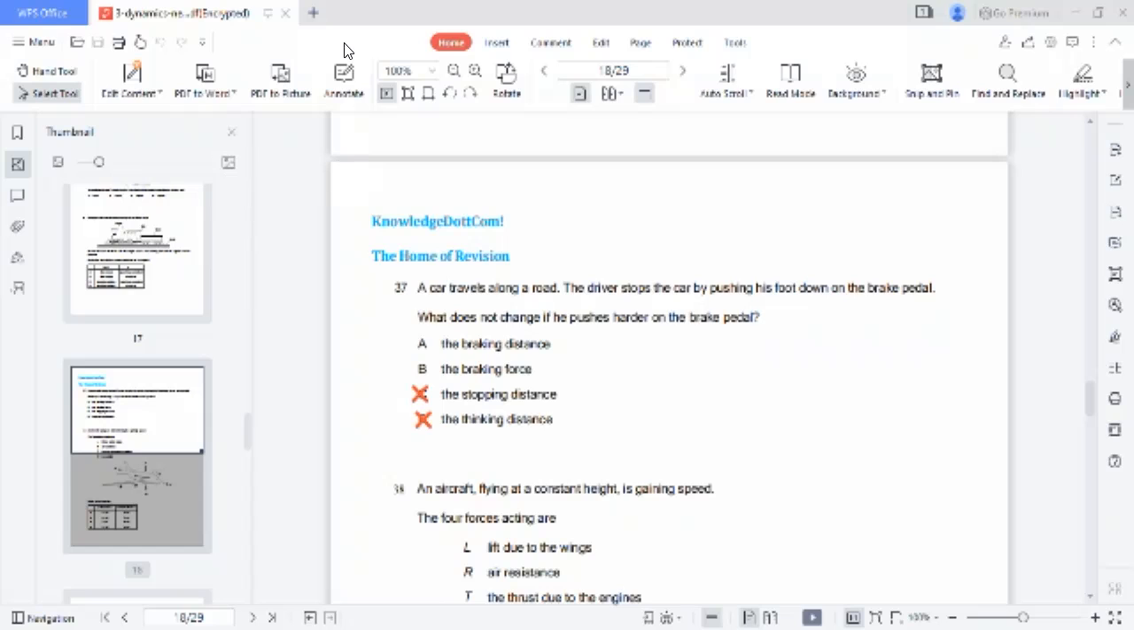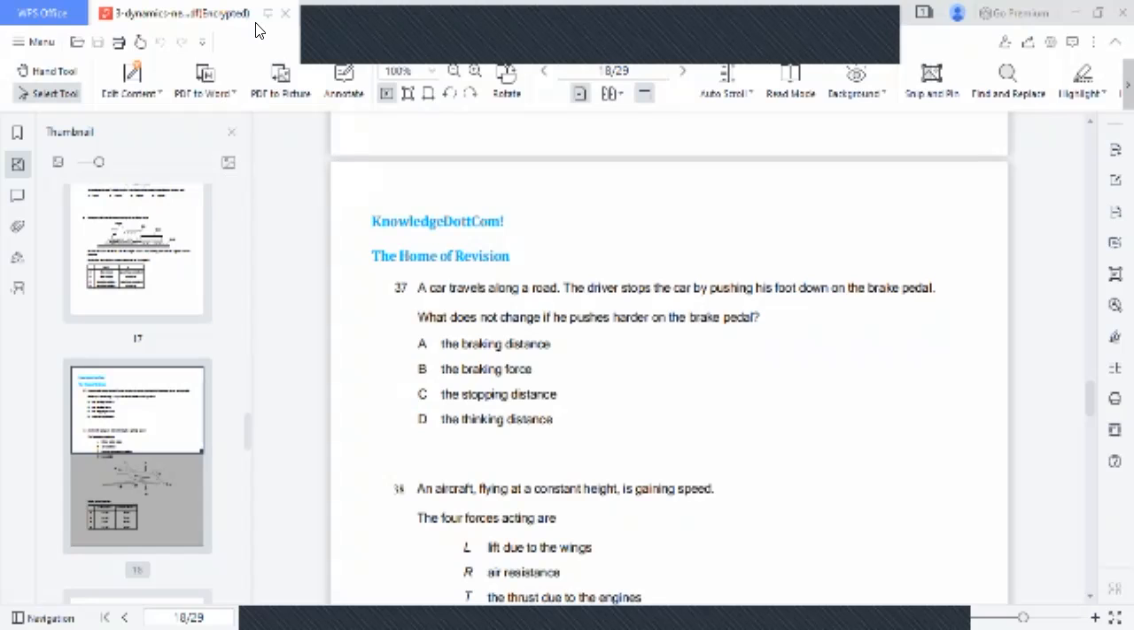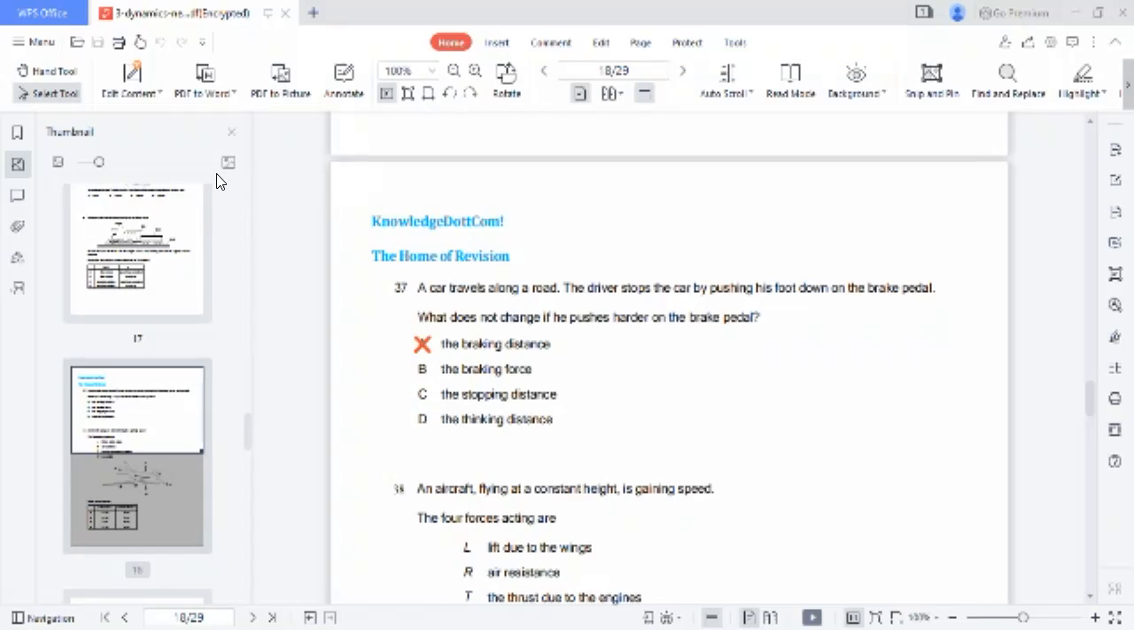Sorry, so let's talk about those things which are affected. The braking distance is affected when more force is applied on the brake. The braking distance will reduce, the braking force will increase, so both are affected. The stopping distance will be different. There is only one thing which is in your brain, that is called thinking distance. It is unaffected.